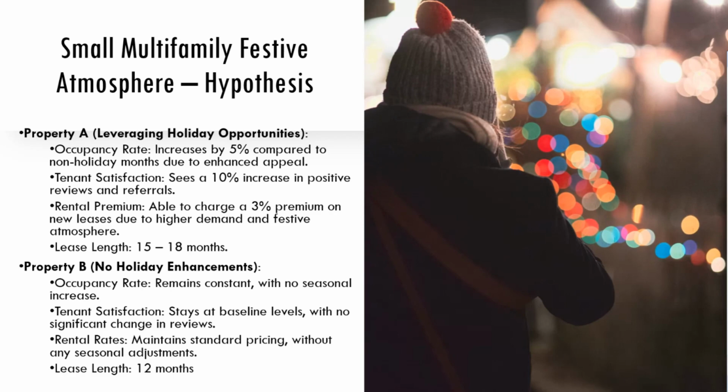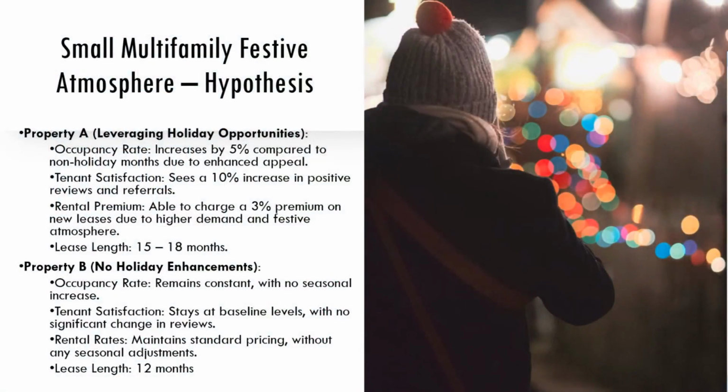There's two different case scenarios up on the screen. The first case scenario is property A. Property A has an increase of occupancy rate because they leverage these holiday opportunities by 5% compared to non-holiday months. Property A has tenant satisfaction that increases by 10%, and they see an increase in renewals on property A. On property A, you're able to get a rental premium 3% on new leases higher than you can in the non-festive atmosphere properties. And on property A, you have a 15 to 18 month lease opportunity to put them back into the general leasing season.